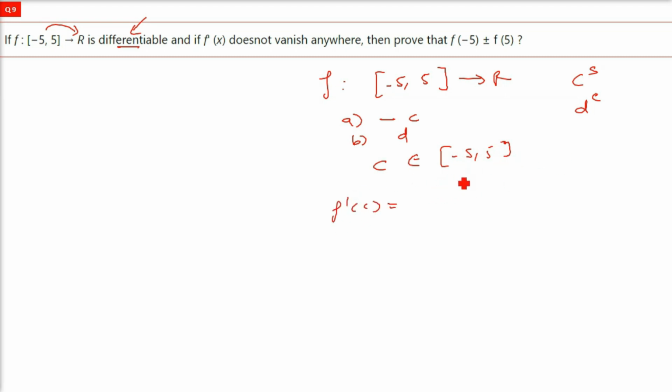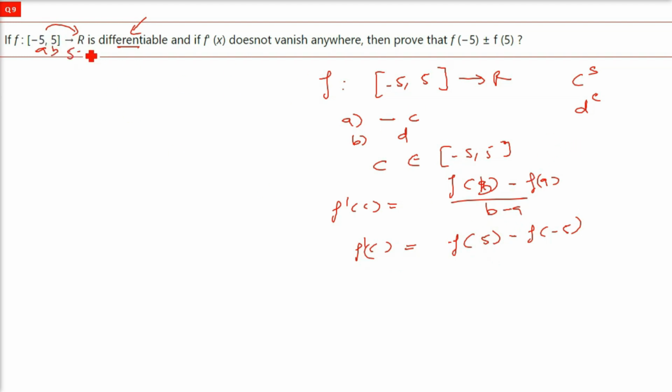So f dash c for mean value will be f(b) minus f(a) divided by b minus a. In the previous one we have seen in Rolle's, f dash x is equal to 0. Here f dash x is not equal to 0. It's f(b) minus f(a) by b minus a. B is 5, a is -5. So we have to write here f(5) minus f(-5) divided by b minus a. This is f dash c. What is b minus a? B is 5. 5 minus of -5 is 10. So 10 into f dash c is equal to f(5) minus f(-5).